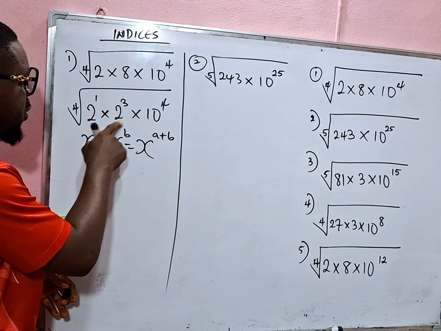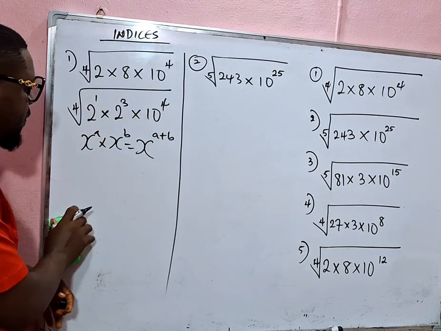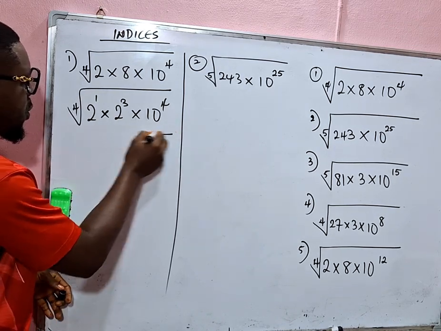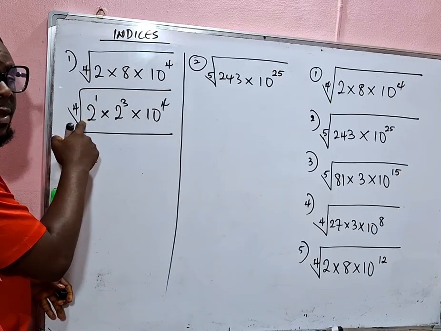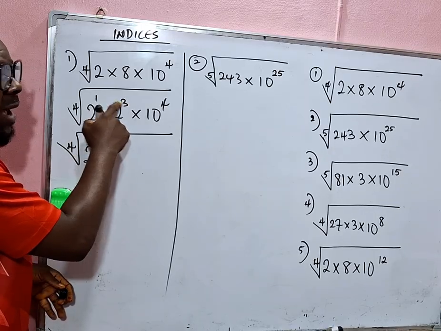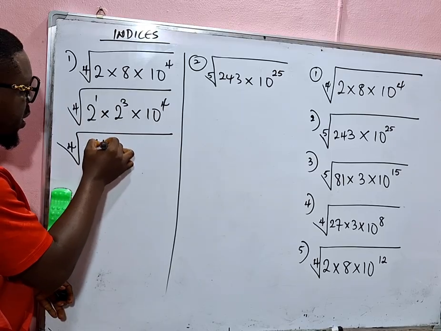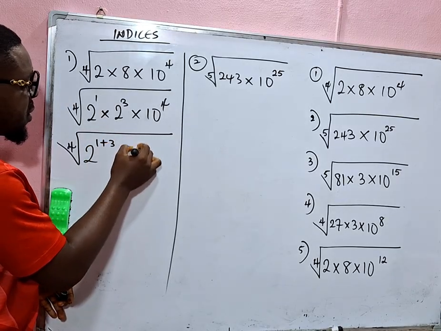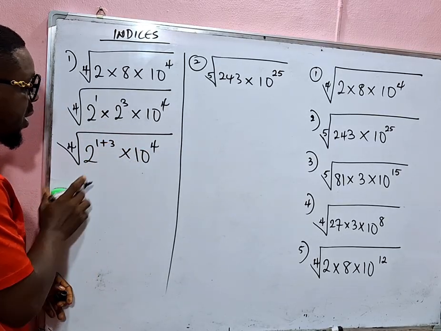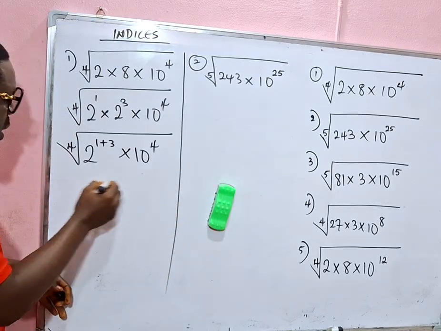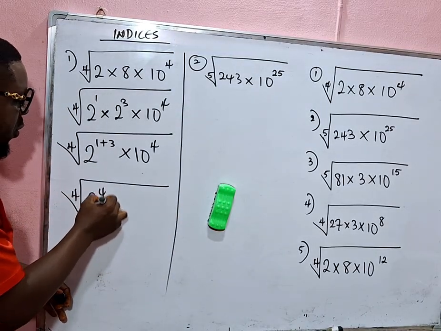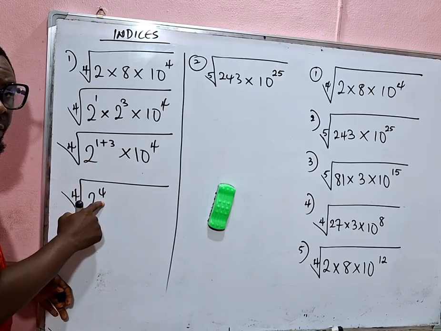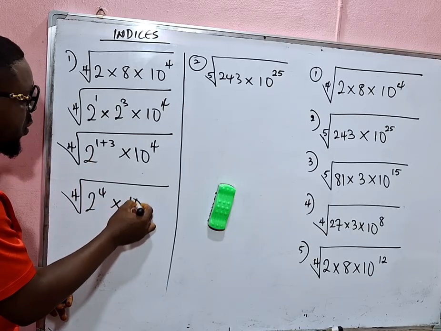That is what I'll do here because their base is the same. So we are going to have 4th root of 2 to the power of, since their base is the same, I'll pick one, then I'll add their powers. So this is 1 plus 3 times 10 to the power of 4. I'm taking this gradually. Now, my 4th root, this is 2 power 4, because 1 plus 3 is 4, times 10 to the power of 4.